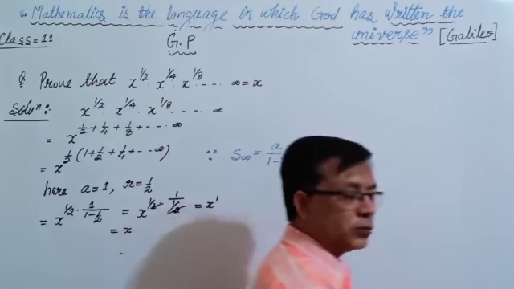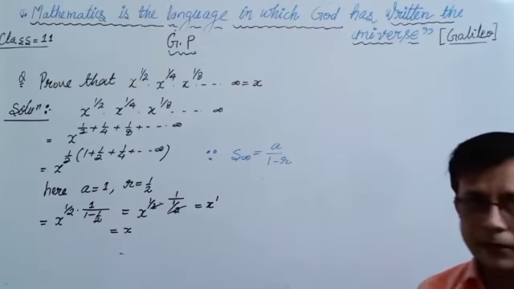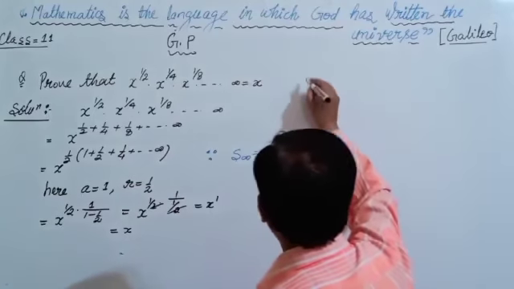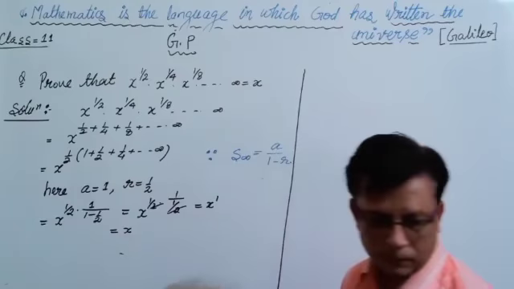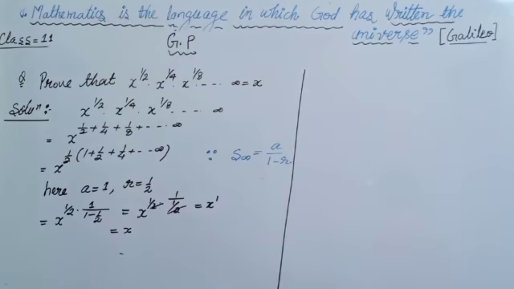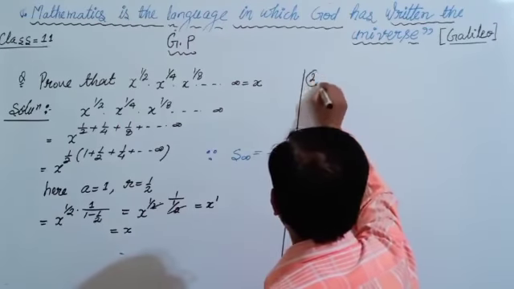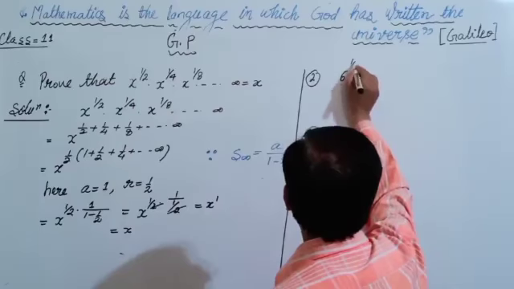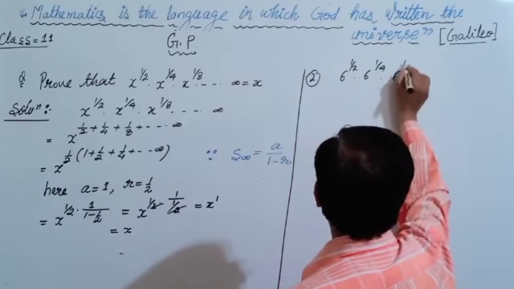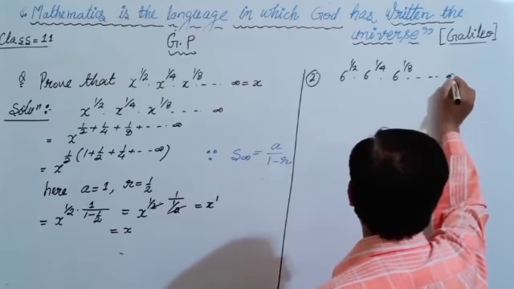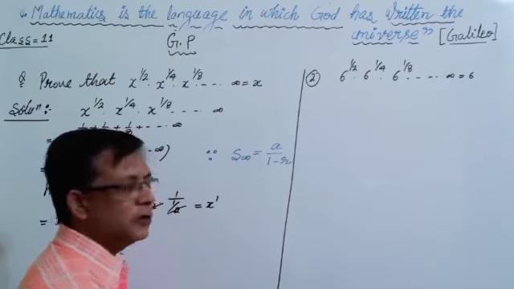So student, note this question, and this is a very good and beautiful question. We take another example for you. So here the second question is, we are going to limit 6 to power 1 by 2, 6 to power 1 by 4, 6 to power 1 by 8 up to infinite is equal to 6. Same question, the value is changed.